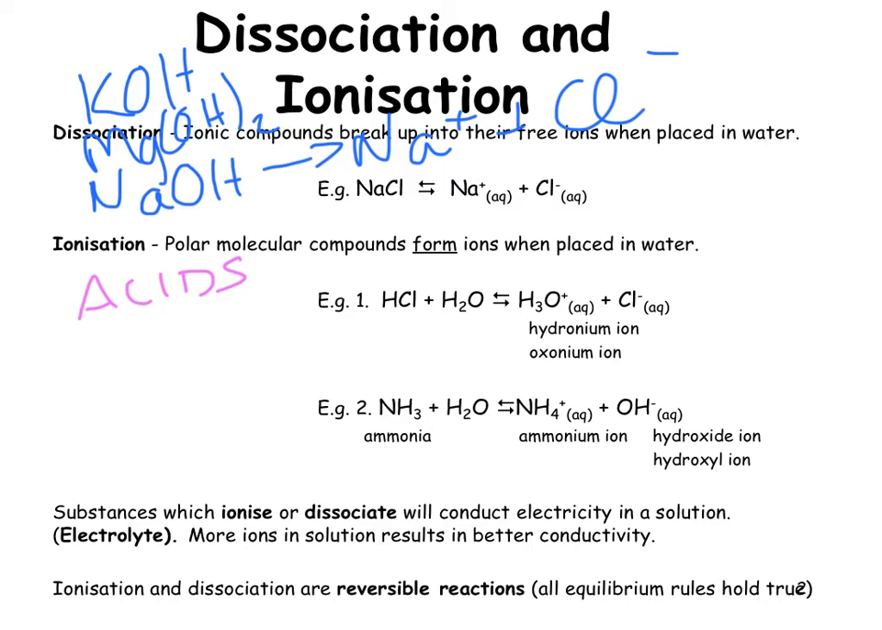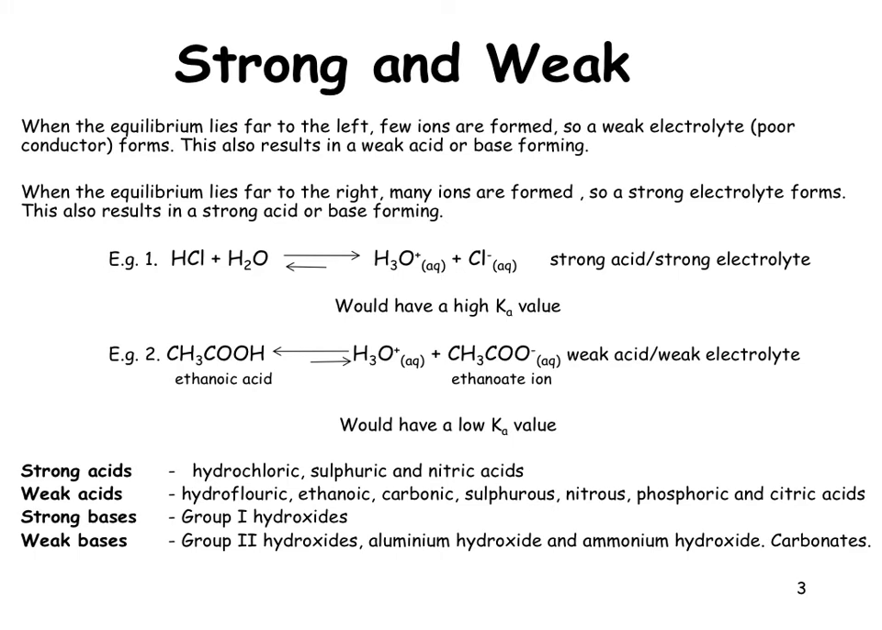Both ionization and dissociation are going to be reversible reactions, and therefore when we ask questions, we can always bring the whole of equilibrium into questions around acids and bases. So if we're looking at the concept of strength and weakness, when equilibrium lies far to the left, very few ions are made, so we call that a weak electrolyte, and that is a weak acid or base. However, if the equilibrium lies to the right, then we have lots of ions being formed, and that is a strong electrolyte.